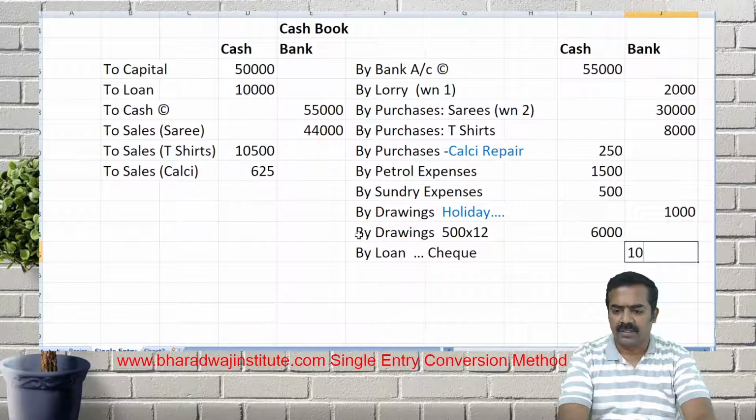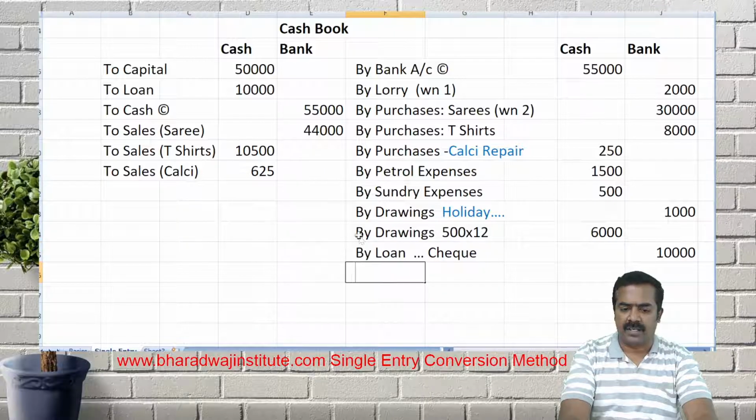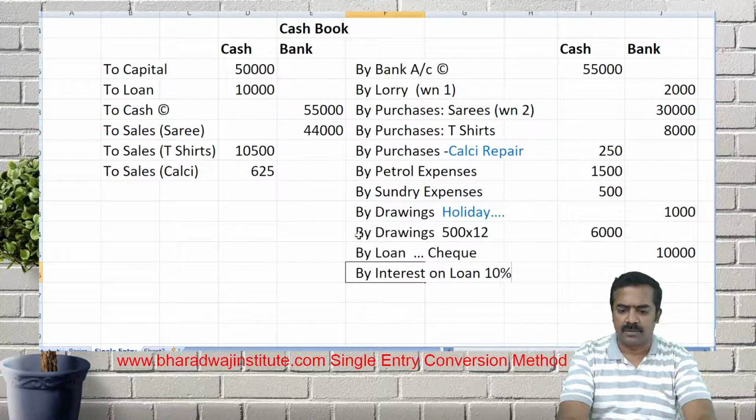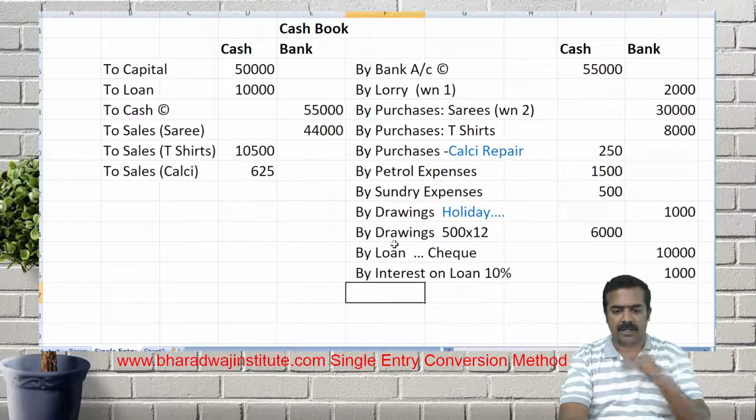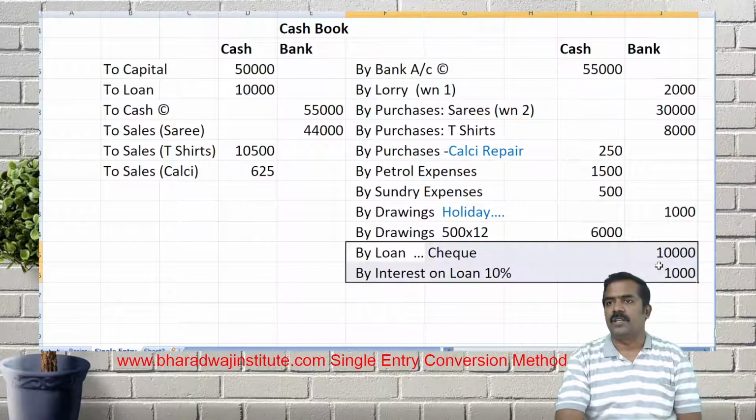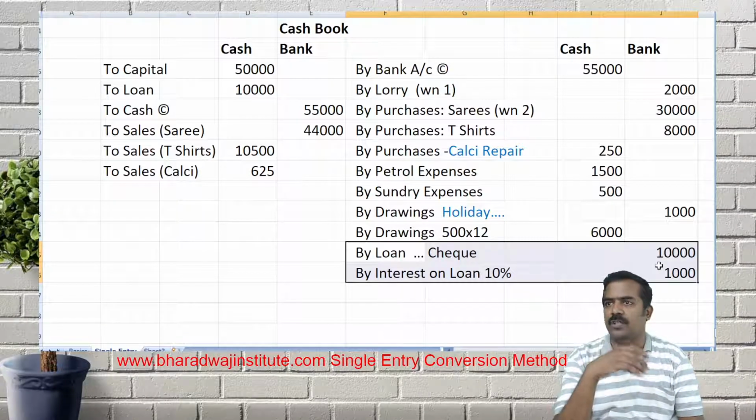How much loan did we take? 10,000 was repaid with check. By interest on loan also was paid by check. What percentage is the interest on loan? 10% of 10,000 will be 1,000. That is paid by check. The loan was repaid by check. Interest on loan also was paid by what?